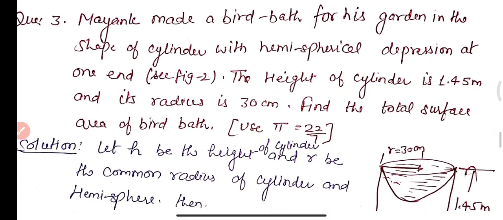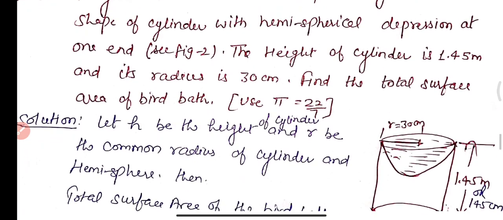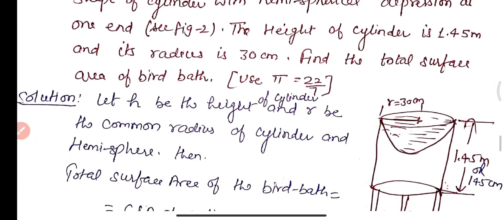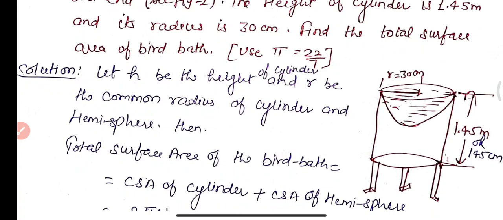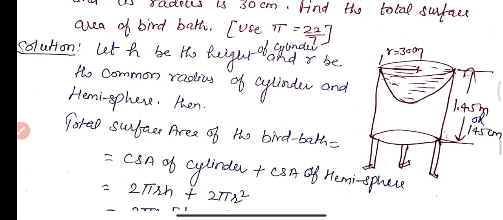Mayank made a bird bath for his garden in the shape of a cylinder with a hemispherical depression at one end. We can see in figure 2, the height of the cylinder is 1.45 meter, and its radius is 30 centimeter. Find the total surface area of the bird bath.